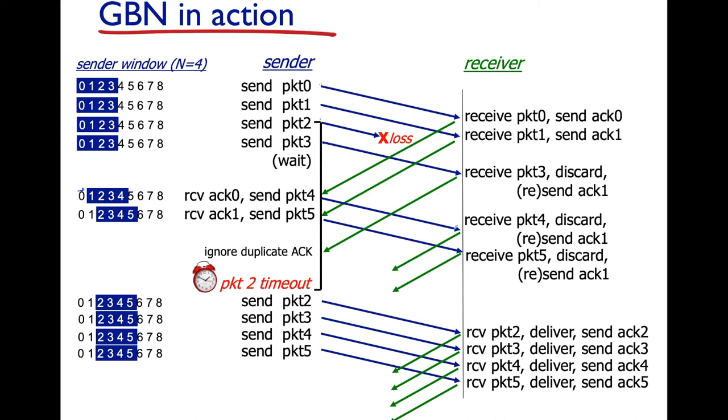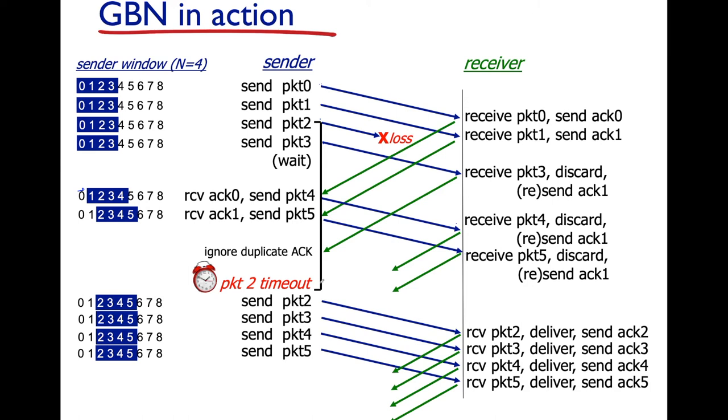So packets 4 and 5 get sent, and the receiver receives packet 4, and it says, hey, that's not what I was expecting. It's not packet 2. So it sends ACK 1 again. And it receives packet 5 and sends ACK 1 again because that's not what it was expecting to get. So now, at some point, this duplicate ACK arrives back at the sender. It ignores it because it's a duplicate from the perspective of the sender.